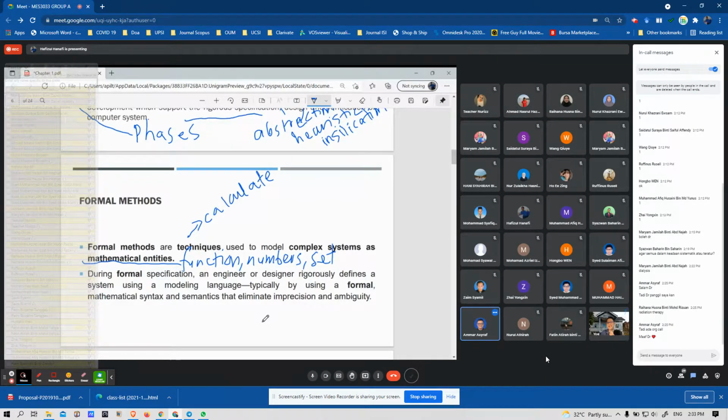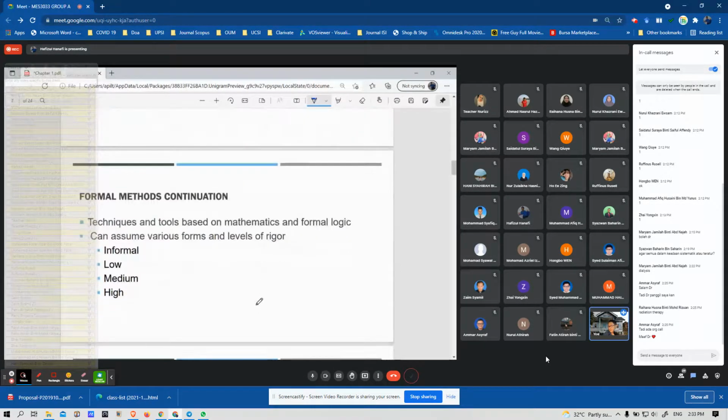Tak ada masalah eh? Okay. Boleh conteng-conteng eh? Okay, and then formal method continuation.